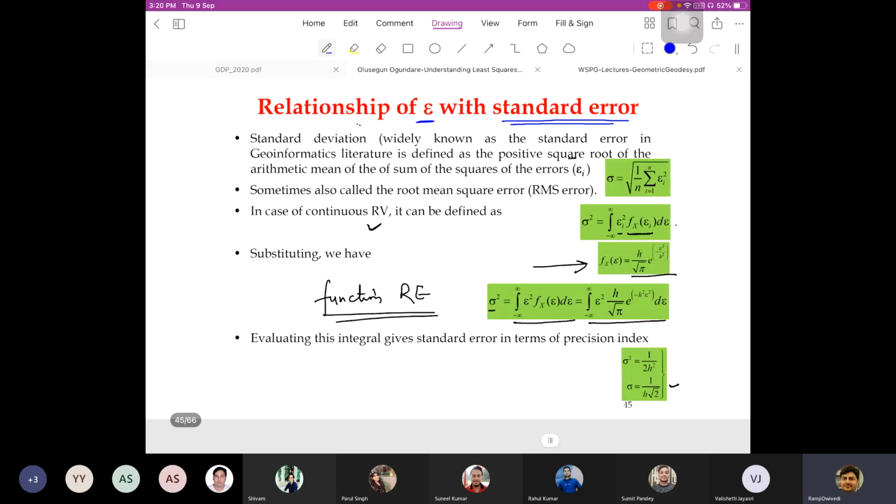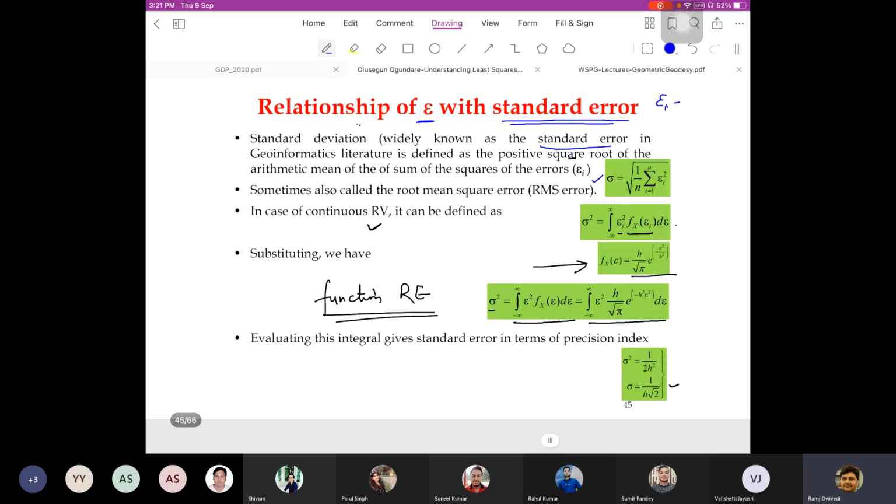So here you know that error is nothing but the deviation of an individual observation, isn't it? So what we are doing, we are trying to see that error in terms of the variation of the individual observation from the most probable value, isn't it? So the sum of squares of the errors, when divided by the total number, is represented by the term called standard error, and the standard deviation is widely known as standard error in geoinformatics literature. If you follow any book, it is defined as the positive square root of the arithmetic mean of the sum of the squares of the errors.